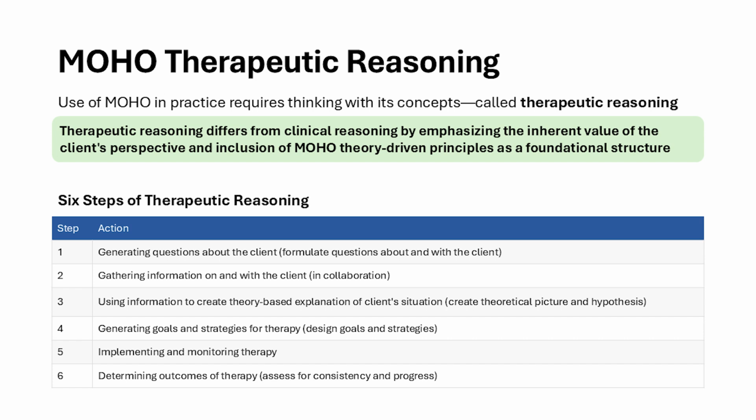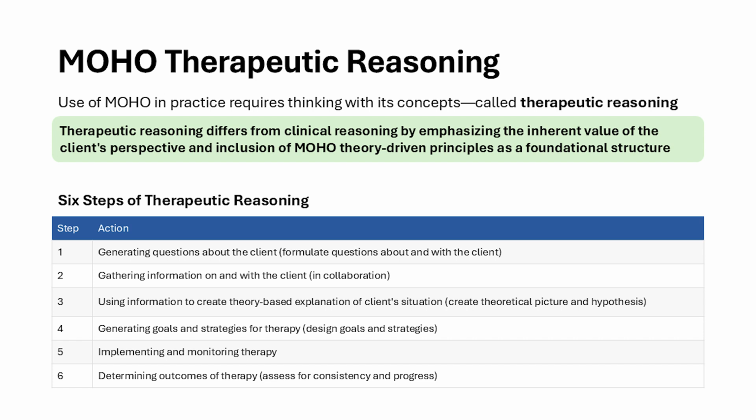Step 3. Creating a theory-based explanation. This is where you synthesize everything you've learned into a theoretical picture of the client using MOHO concepts. You form a hypothesis about why they're experiencing the challenges they are. So you're explaining their situation through the lens of MOHO. Step 4. Generating goals and strategies, again, collaboratively, based on that MOHO explanation and hypothesis. The goals should reflect their values and interests.